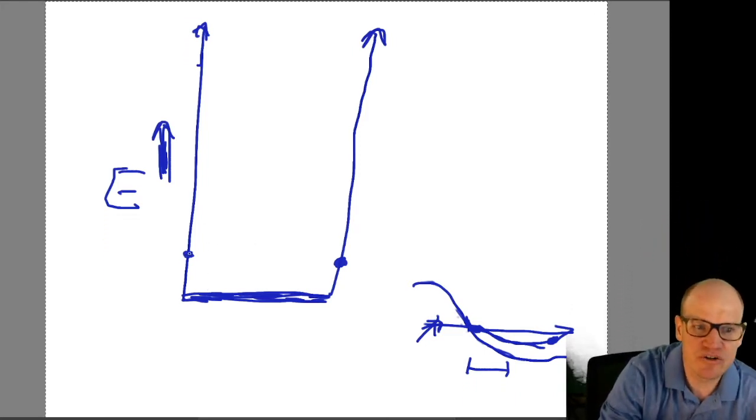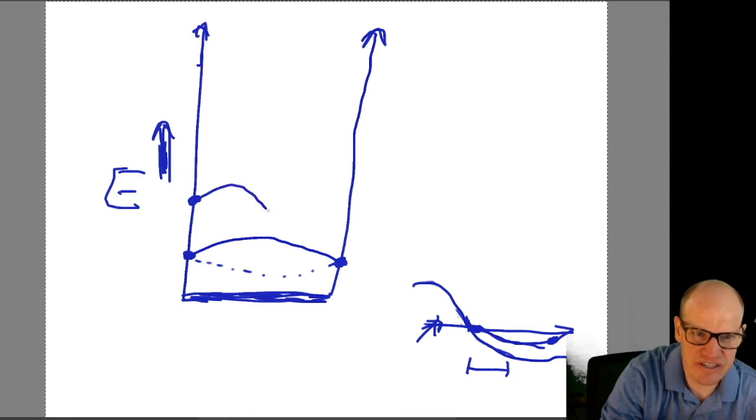Okay, so here we go. The lowest energy wave that you can fit into here is one that looks like this. The next highest energy wave that you can fit is one that has an additional bump in it, like that.